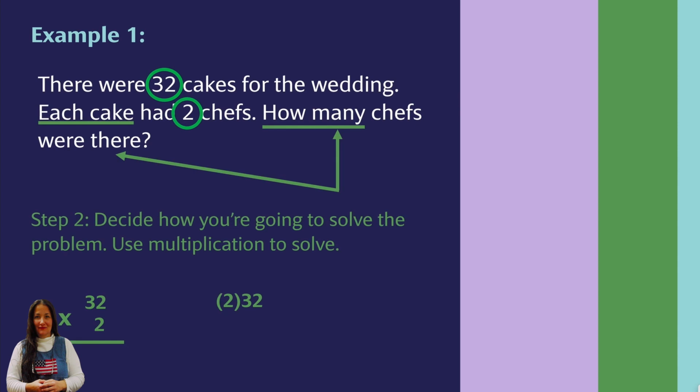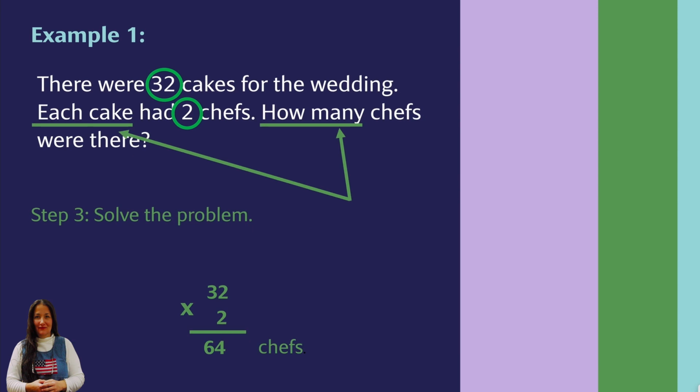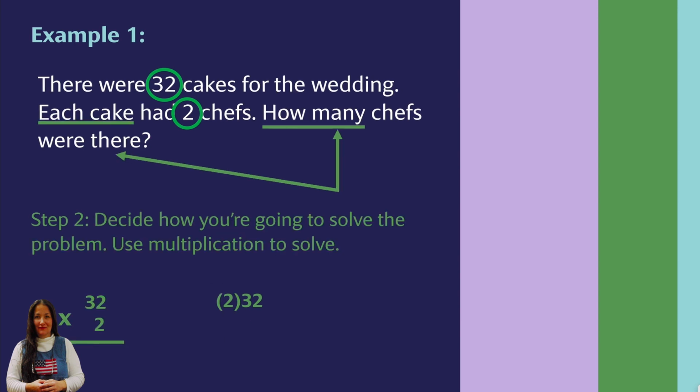Step 2. Decide how you're going to solve the problem. The keywords are each cake and how many. How many, we know to multiply. So we know it's multiplication. 32 times 2, or you can write it parentheses 2, parentheses 32. Both these problems are written as multiplication.